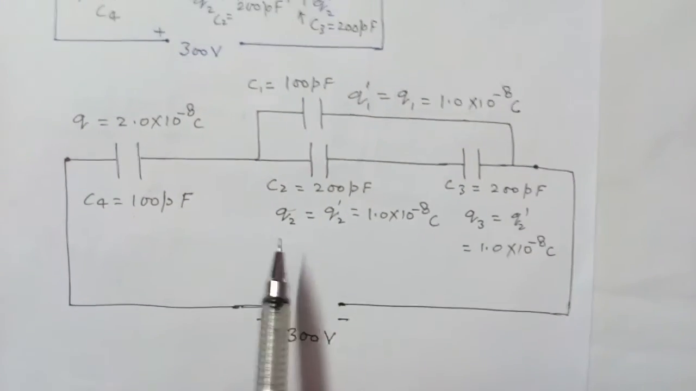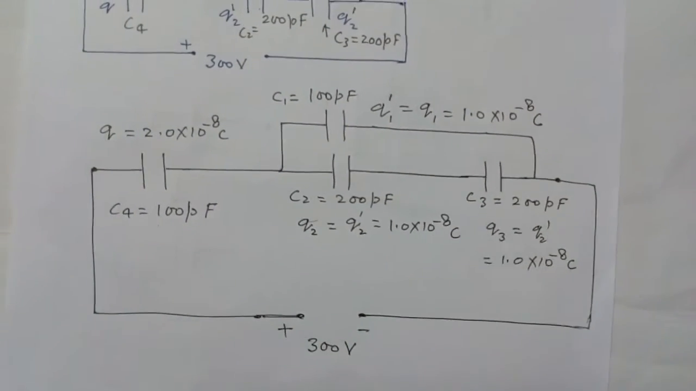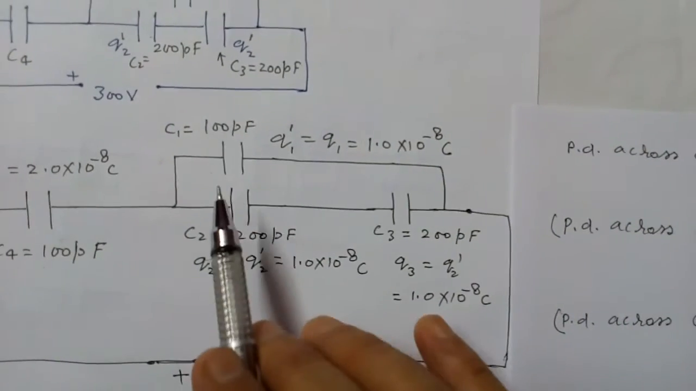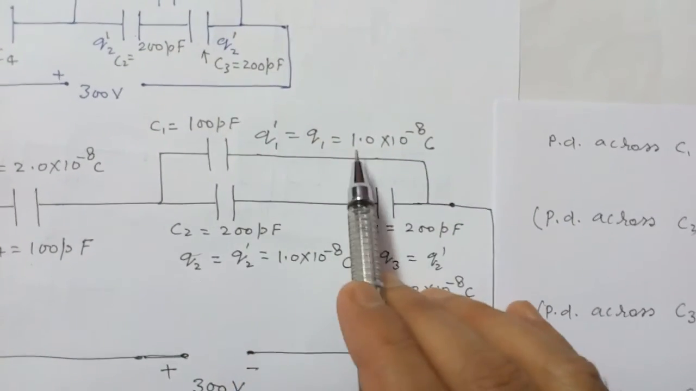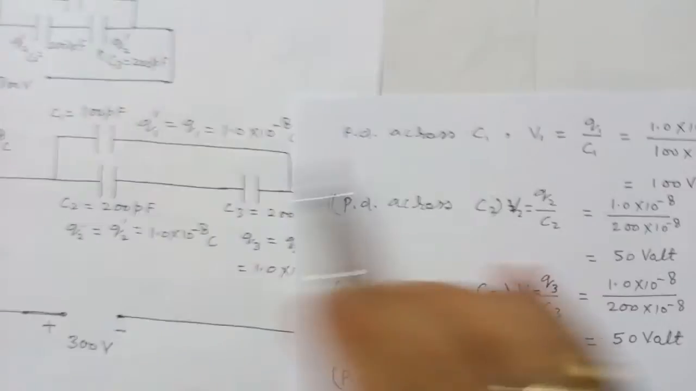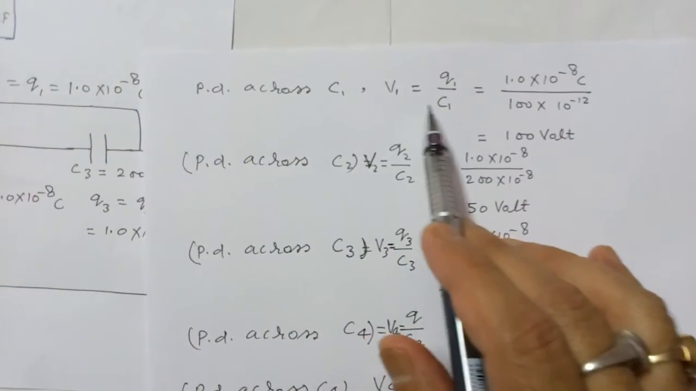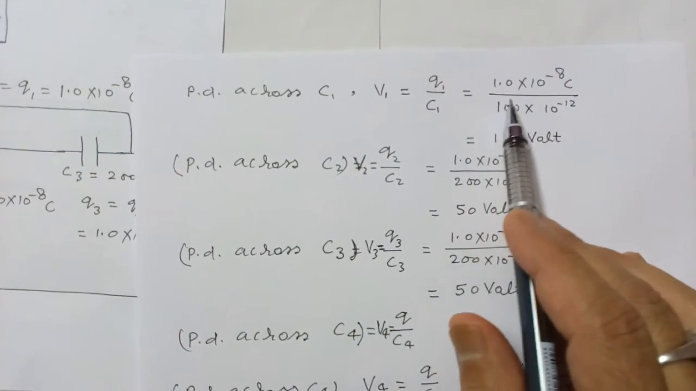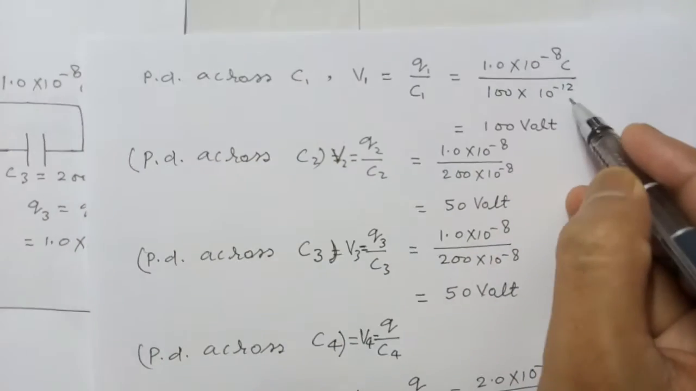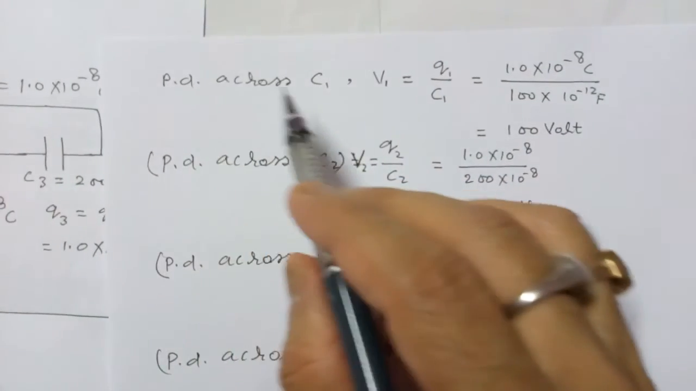Now we have to calculate the potential difference across each capacitor. This is very easy. We will apply the formula Q is equal to CV, so V is equal to Q upon C. So the potential difference across this C1, 100 picofarad, with charge 1.0 into 10 power minus 8 C: V1 is equal to Q1 upon C1, which is equal to 1.0 into 10 power minus 8 C upon 100 into 10 power minus 12 farad, which is equal to 100 volts. So this is the potential difference across capacitor C1.